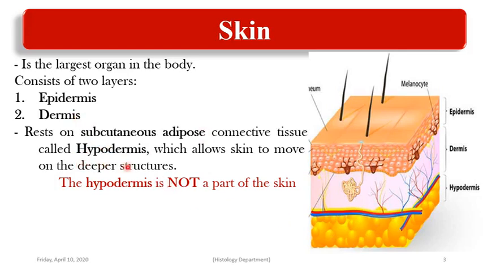Hypodermis is not considered as a part of the skin. It helps to attach the skin, or the layers of the skin, to the underlying tissue. So we have here the epidermis, stratified squamous epithelium, keratinized, and here we have the dermis, which is connective tissue and divided into two parts. And here is the hypodermis, which is adipose connective tissue, and it is not considered as a part of the skin.